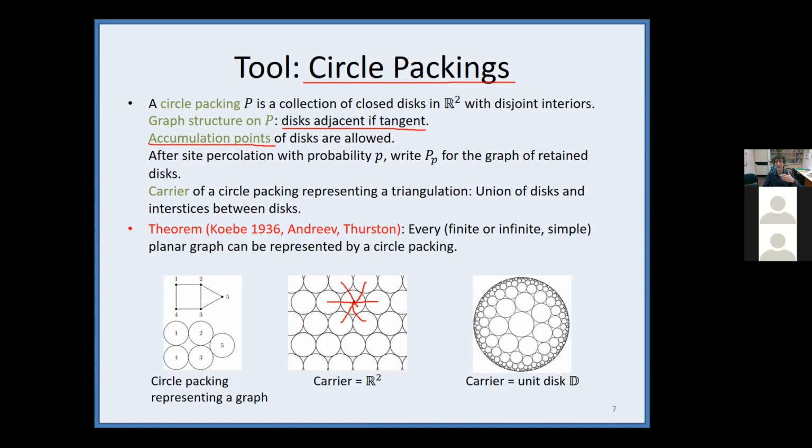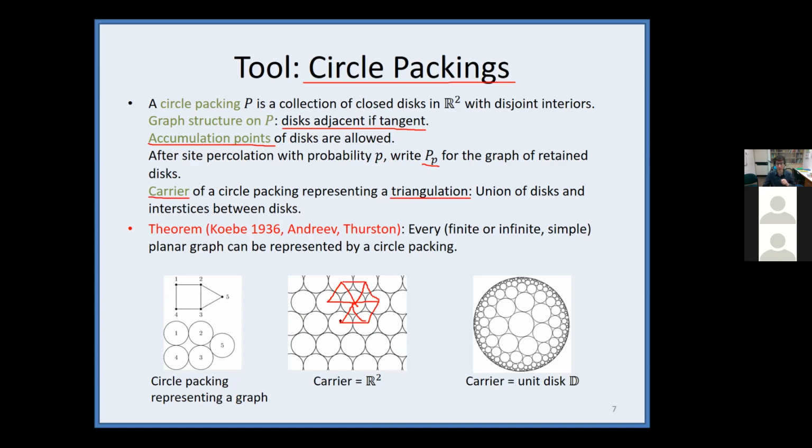So that means we erase some circles and retain some circles. We retain them with probability P, and we call the graph after the site percolation G_P. And let me also introduce another notion. When you have a triangulation, when the circle packing represents a triangulation, so you see here that it represents a triangulation, the faces of this planar drawing are triangles, you see.